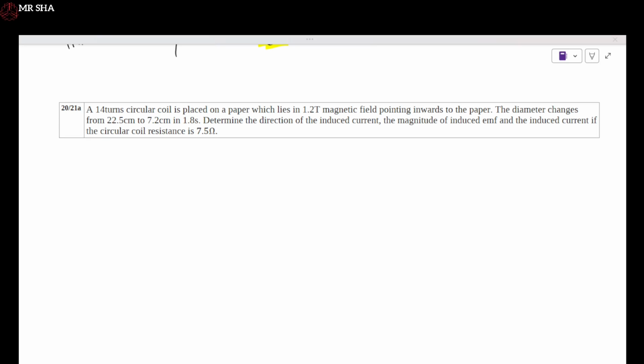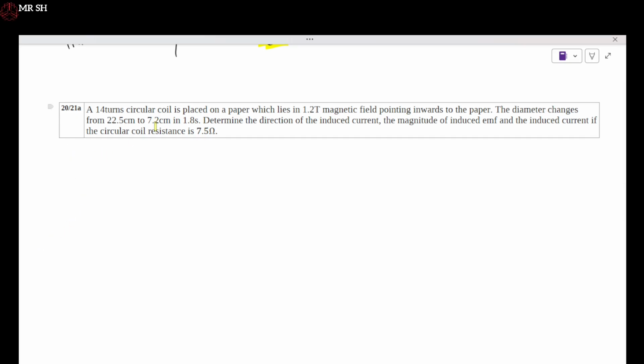Okay, so here we have another question that involves both Faraday's and Lenz's law. This is quite the opposite from the question before, in that this is a case where the diameter changes. If the diameter changes, then your area changes. Okay, so let's just read the question for now.